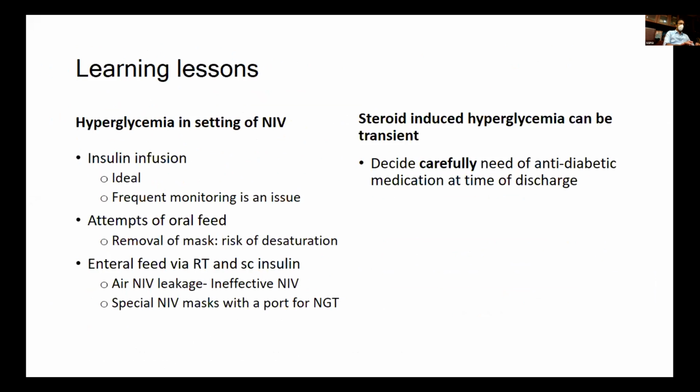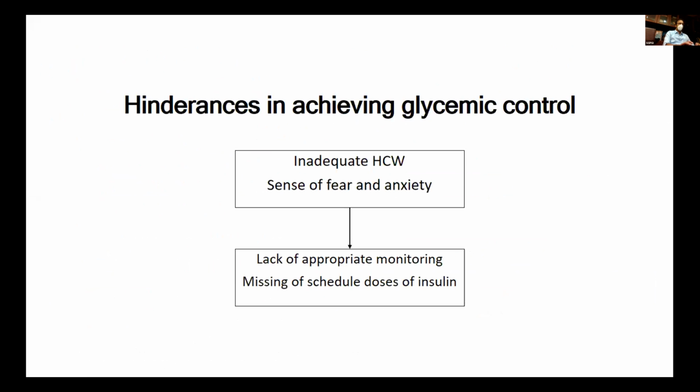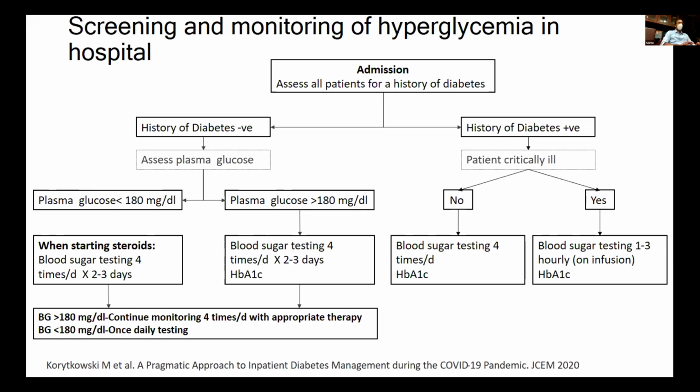So I will skip these slides. Now we come to the management proper. So whom should we screen for blood sugar? Should all patients be screened for blood sugar? The answer is yes. All the patients who are getting admitted for COVID, whether they have diabetes or they do not have diabetes, should be monitored for blood sugar. Even if they do not have diabetes, we check the blood sugar.